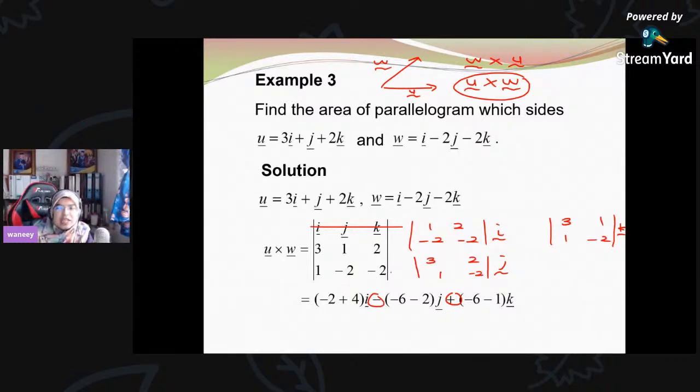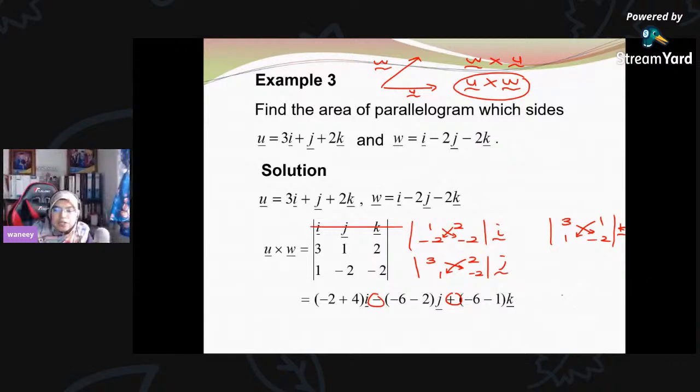So i, j and k. And then you're going to do AD minus BC. So we have negative 2 plus 4 for the i. Minus, so 3 times negative 2, so negative 6, and then minus 2 times 1, so negative 6 minus 2. Plus 3 times negative 2, so negative 6, minus 1 times 1, so negative 6 minus 1.